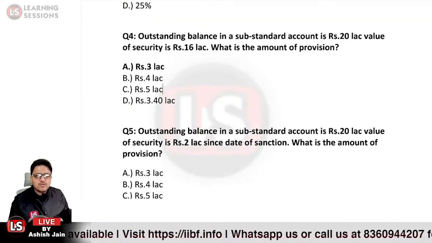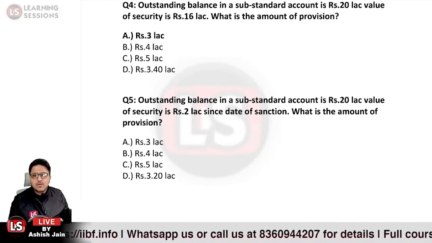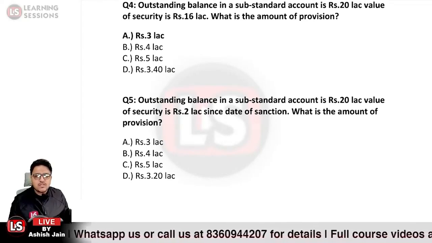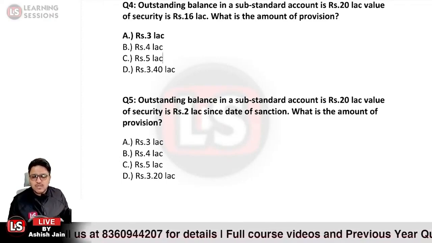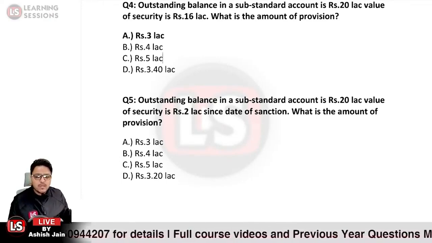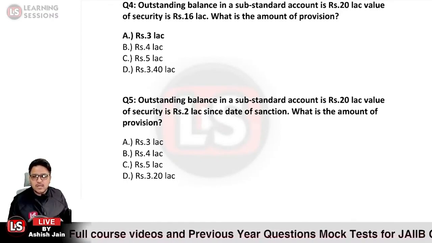Now let's move to the next question, which says the outstanding balance in a substandard account is rupees 20 lakh. The value of security is 2 lakh rupees since the date of sanction. What is the amount of provision? We need to calculate the amount of provision. The outstanding balance is 20 lakh rupees, and the value of security is 2 lakh from the date of sanction.